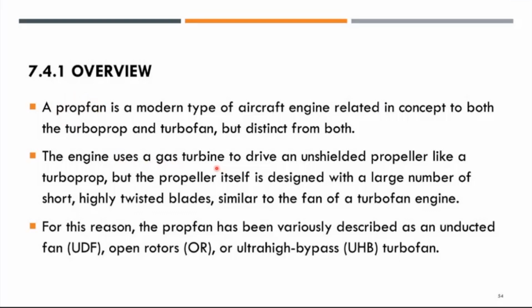The engine uses a gas turbine. It is also part of the gas turbine engine family to drive an unshielded propeller, like a turboprop. But the propeller itself is designed with a large number of short, highly twisted blades similar to the fan of a turbofan engine. Basically, it's a combination of a turboprop and turbofan. So for this reason, the propfan has been variously described as the unducted fan. If it is a turbofan, it is a ducted fan, but for propfan, it is unducted because it is not enclosed within a duct. It is also known as open rotors, OR, or ultra high bypass turbofan, UHB.